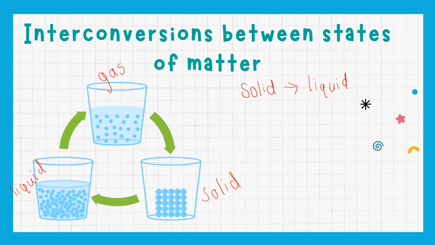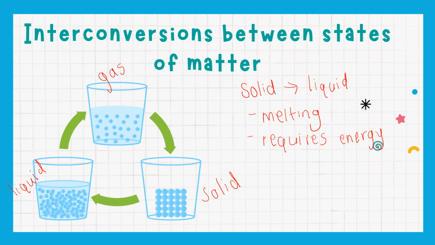Okay, changing from a solid to a liquid is called melting. And this is a process that requires energy. So if you want a substance to melt, to change from a solid to a liquid, you have to heat it up. So energy needs to be put in, and then it will change state.